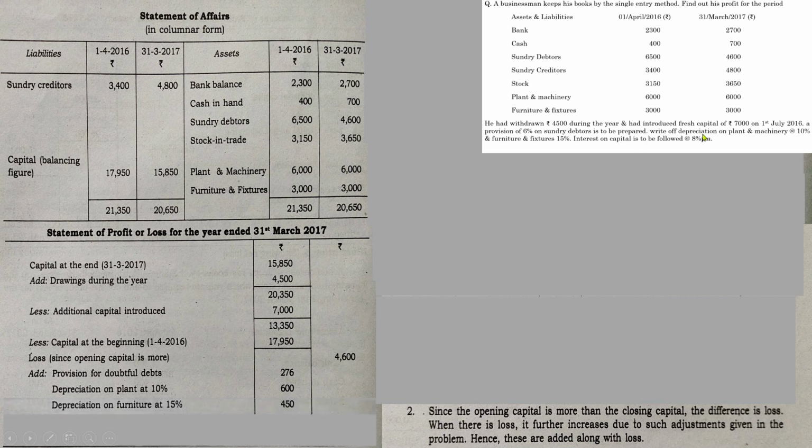Next one, depreciation on furniture and fixtures is 15%. Here also furniture and fixtures we have a similar amount, 3000. So 3000 into 15%, you will get 450. I hope you all know how to take the depreciation of a certain asset.